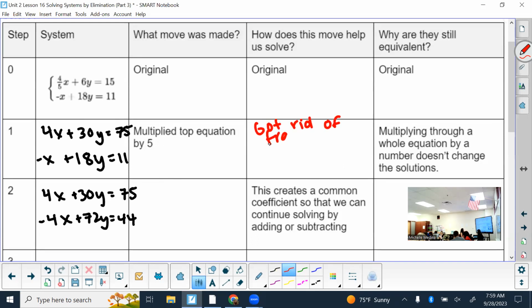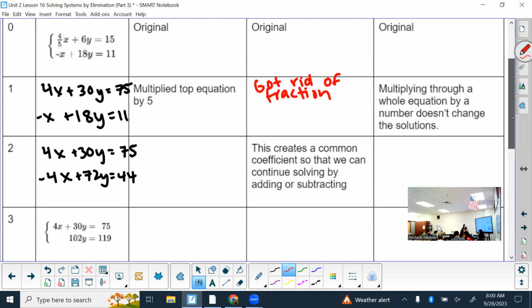Consider doing that in any situation. Like if you don't want to work with a fraction anymore, what do you have to multiply that fraction by? The denominator. Good. So if I don't want it to be 4/5 anymore, I multiply it by the denominator. Now it's 4x plus 30y equals 75. So because I did it to one term, I have to do it to them all in order to keep it equal. So that helps us solve. And then also it's still equivalent because we did it to both sides. That's your multiplication property of equality.